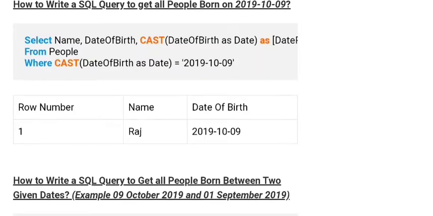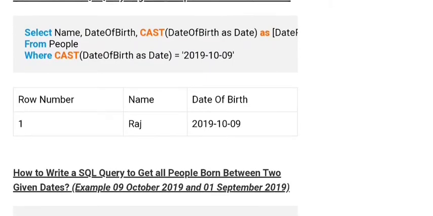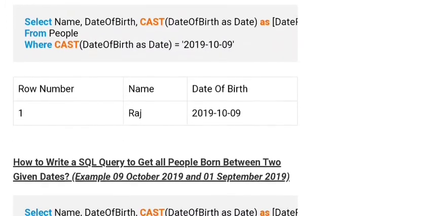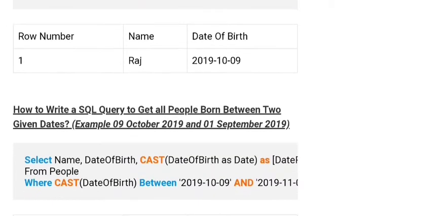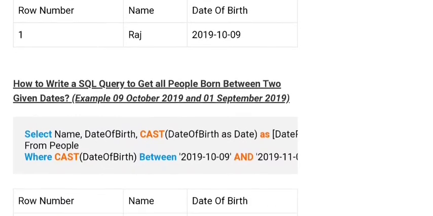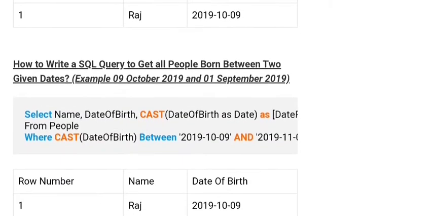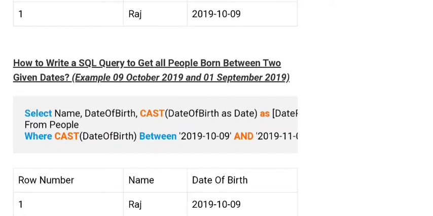The result would be 2019 10 9, because this is the given date, right? So we have only one record, we have displayed that. And the second query is how to write a SQL query to get all people born between two different dates. It is also the same query, only the where clause is different.